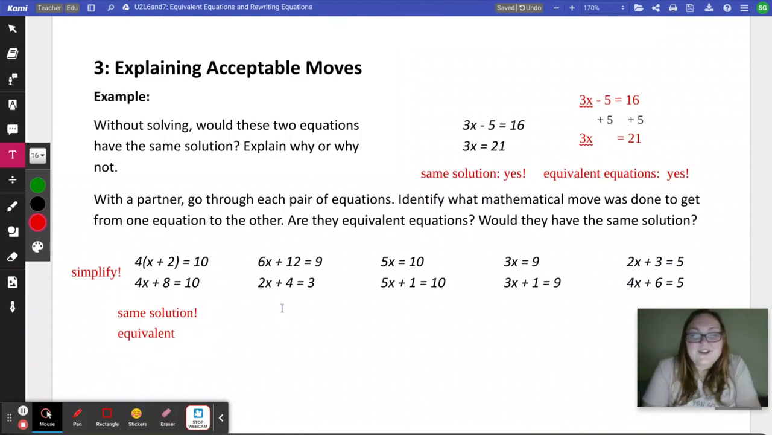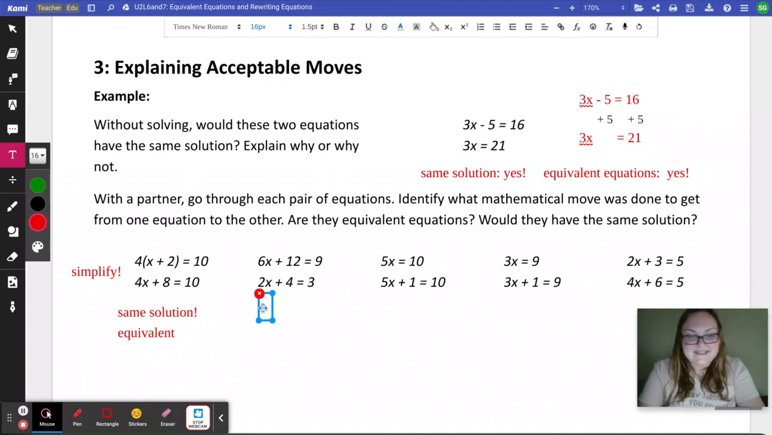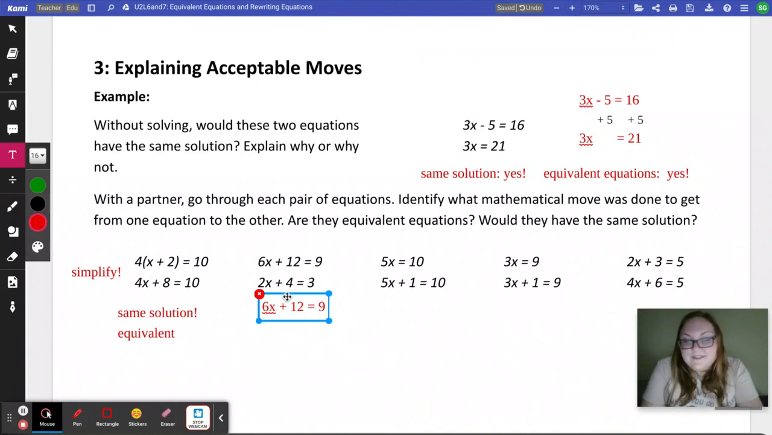This next one here could be a little tricky for some students to figure out what math was done. Remember, there's only 4 types of math. So you could check and see, like, can I add something to get from one to the other? Can I subtract something? Can I multiply something? Can I divide by something? Using that and just eliminating the ones that don't work, you might be able to figure out to get from a 6 to a 2 and a 12 to a 4 and a 9 to a 3, we were dividing. I was taking 6x plus 12 equals 9, and I divided everything by 3.